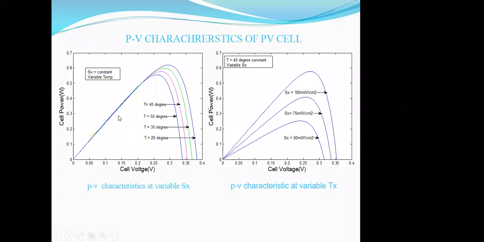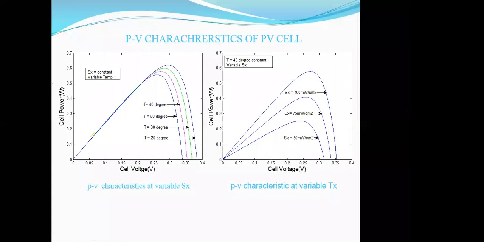In the PV curve here, I've kept insolation constant and varied the temperature, and you can see as the temperature decreases, the output is maximum. For 50, we have got the minimum power among these, and as the temperature decreased, the power has increased. Similarly, if we keep temperature constant and vary the solar insolation, the output has increased. So this is the PV characteristics which we have plotted.